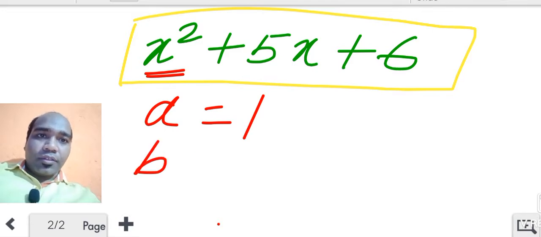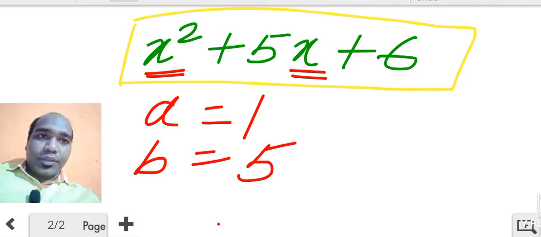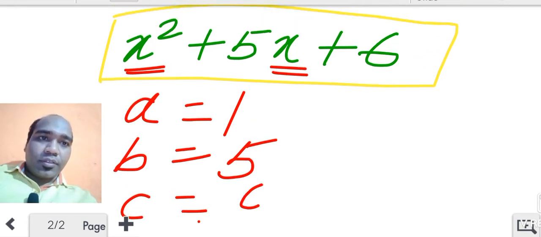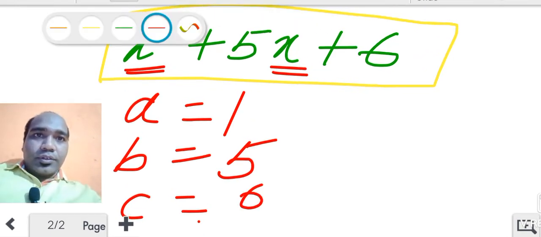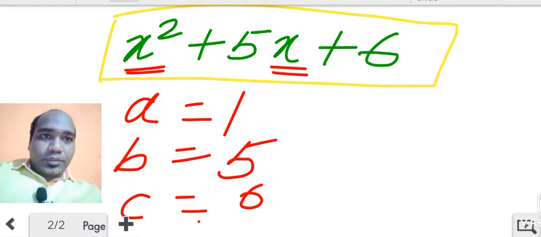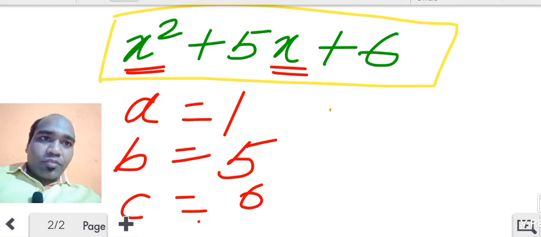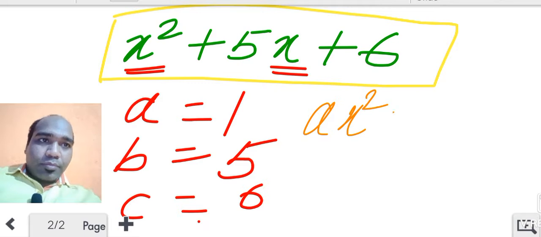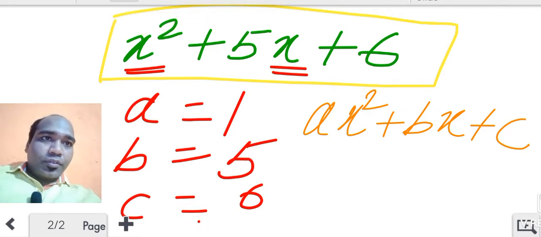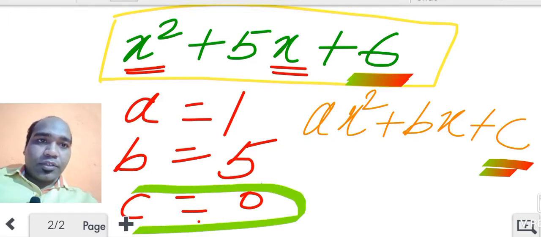Then what is our b here? With x, what is multiplied? 5. So 5 will be our b. Then what is our c here? c is 6. Basically, our polynomial is in the form ax square plus bx plus c. In place of c, you can see 6 is there, so c is equal to 6.